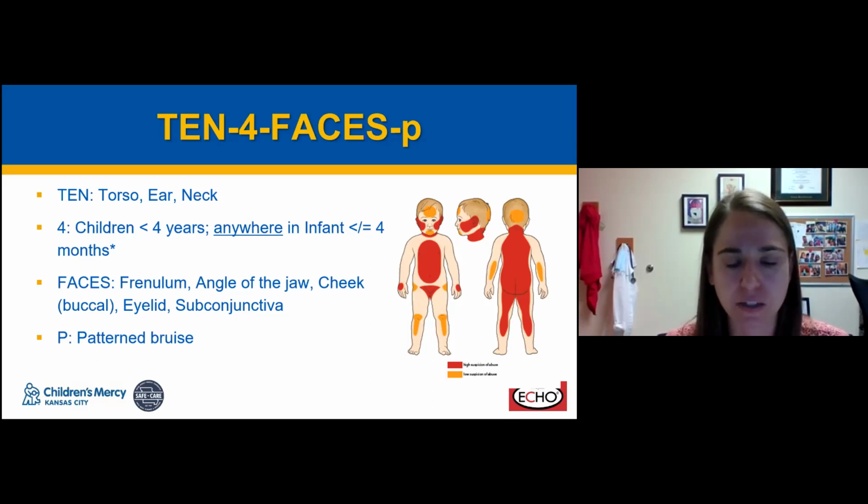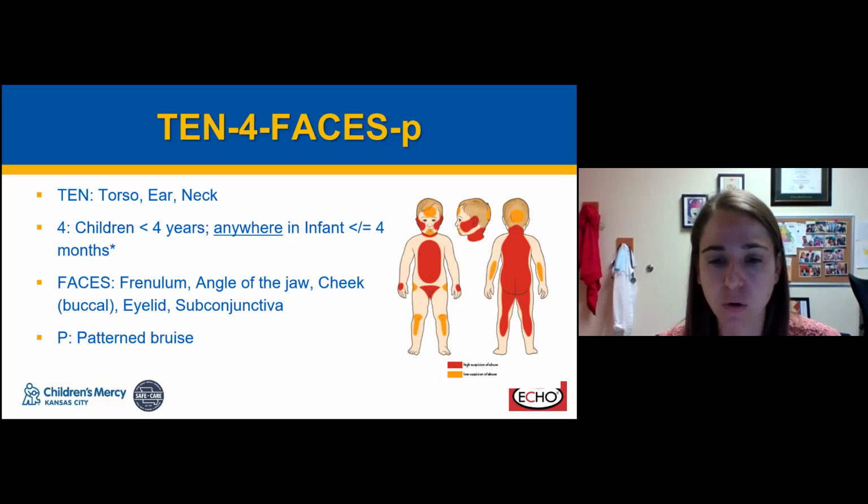And then here's what they added. So they added some specific facial regions. So FACES stands for frenulum, angle of the jaw, cheek, specifically meaning the buccal or soft part of the cheek, eyelid, and then subconjunctiva, or the white parts of the eye. And then they added P in for patterned bruising. So you can use this rule if you're seeing a child who has bruising, who's younger than 4 years, and a positive response for any of these components would signal concern for abuse that may need further evaluation.